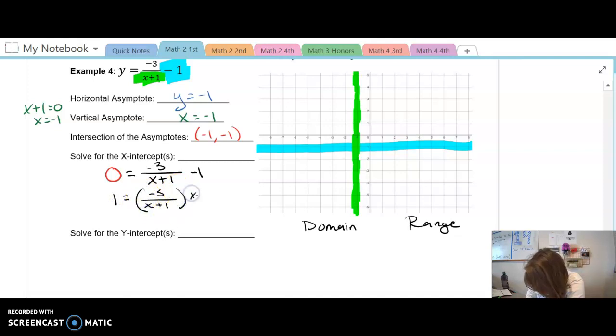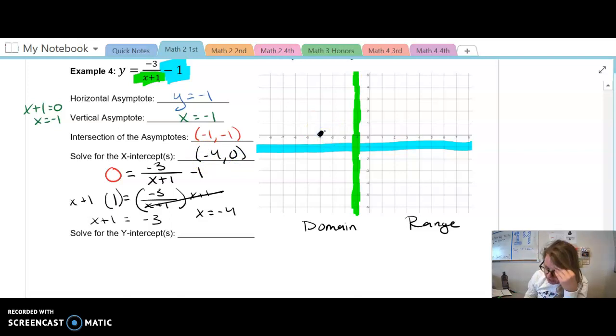Solving for that x plus 1, we got to get it out of that fraction. Nobody likes the fraction. So those cancel. We have x plus 1 equals negative 3. Solving for x, we're going to subtract 1 from both sides, and we get x equals negative 4. So my x-intercept is negative 4 comma 0. I'm going to go ahead and graph that.